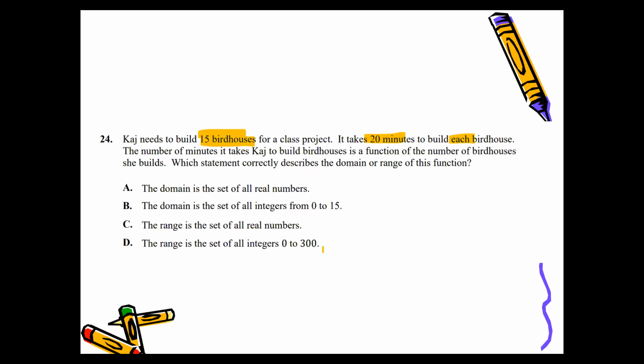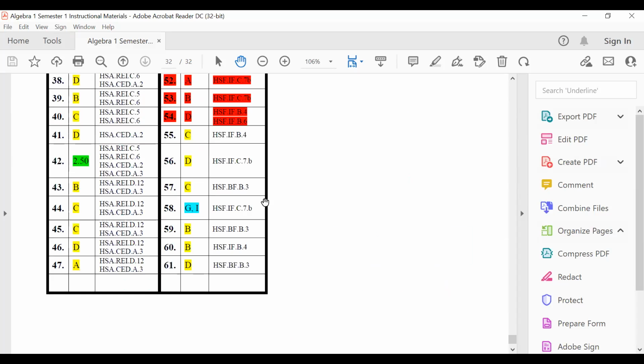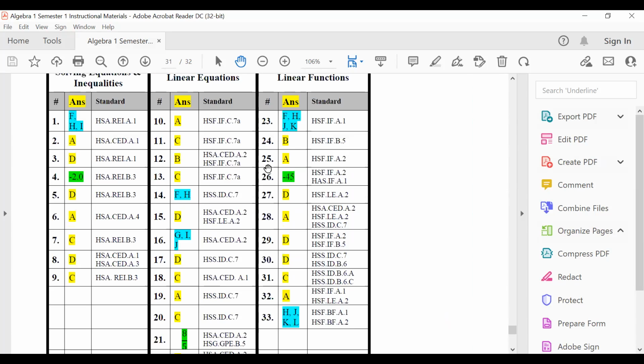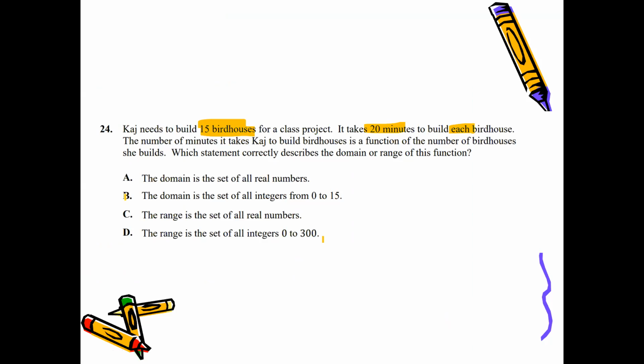So I'm gonna go over here, go all the way to the end. And this is question number 24. And the answer for number 24 is B as in boy. Okay, so B as in boy is the correct answer.